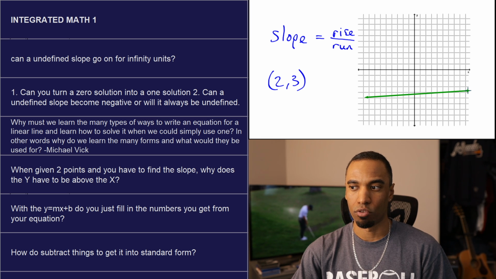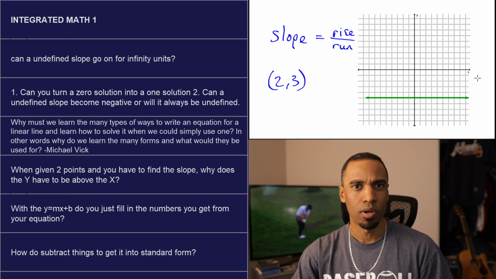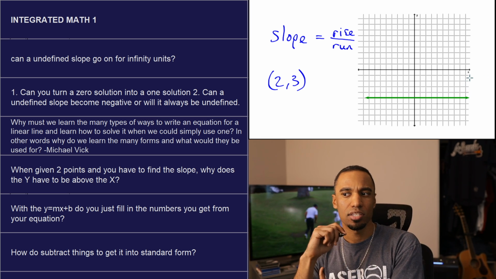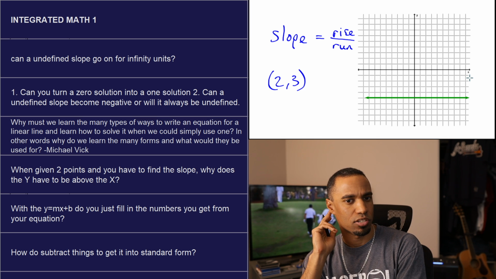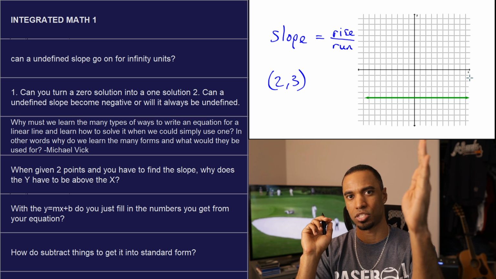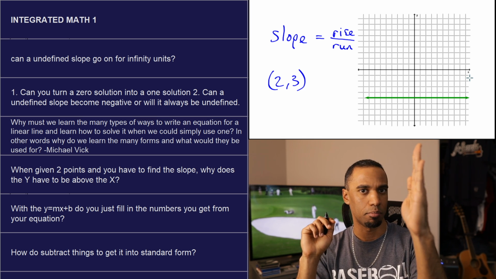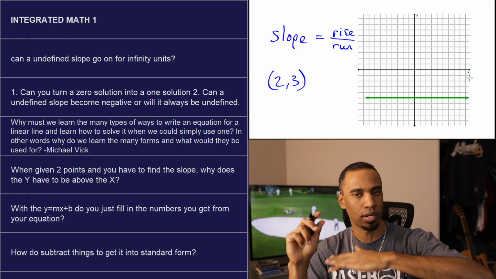Otherwise, if you have run over rise like that, then this would be an undefined slope. And then you go to negative. But that would kind of sound weird to us. We want an undefined slope to be the vertical one, because that ties in with the whole not-a-function play. And 0 slope is like 0 degrees, so flat ground.